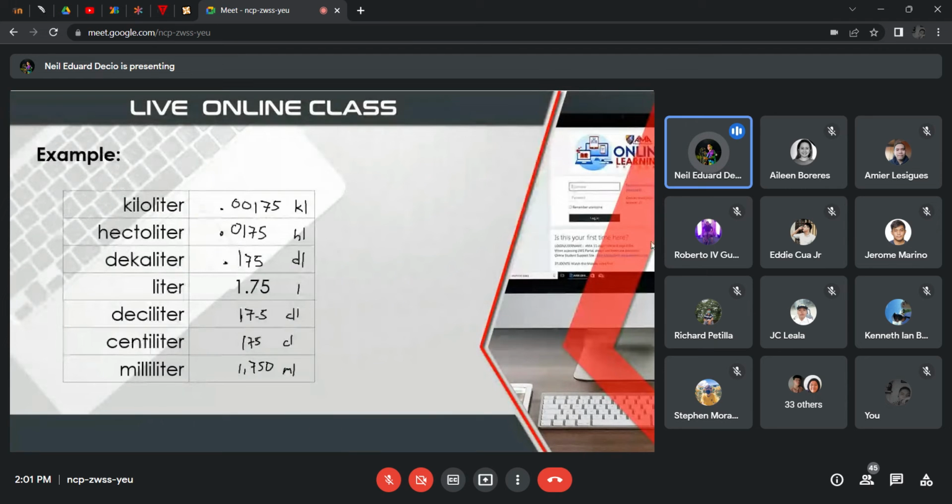So all we have to do na lang dito is, unless we write it like this. Itong si 0.175 liters. Okay? And then 0.0175 liter lang din. Actually, yeah. That's what's gonna happen, di ba? Kasi 1.75 liter is equal to 0.175 decaliter.